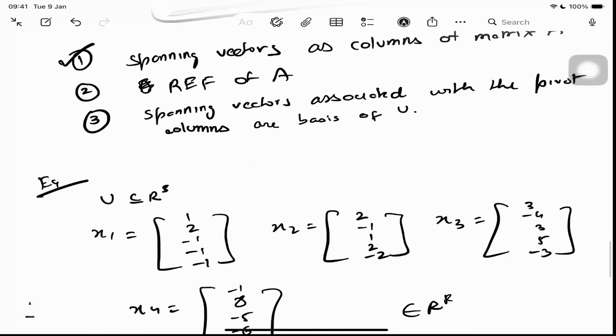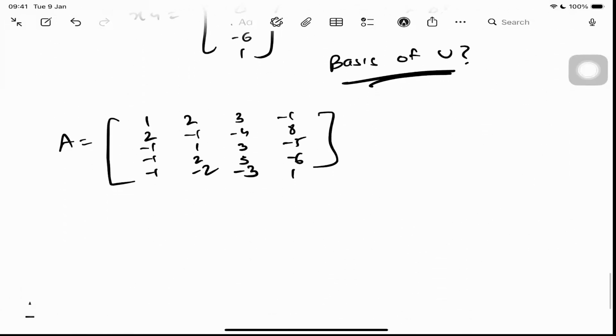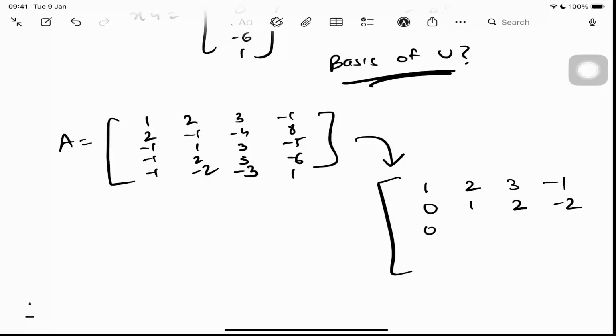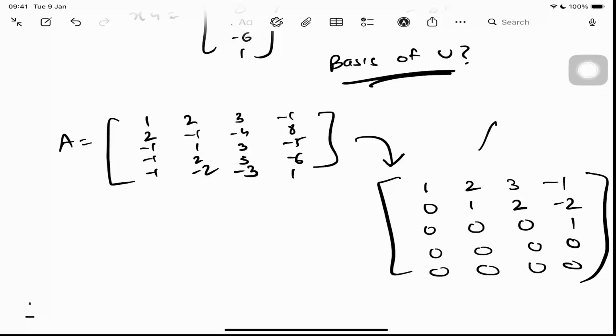Now, in the second step, we'll form the row echelon form of our matrix A. After doing some transformations, this is what we get. 1, 2, 3, -1, 0, 1, 2, -2, 0, 0, 0, 1. So we get this, and this is the row echelon form of our matrix A. Now, if we check for pivots, this is the pivot here and here.